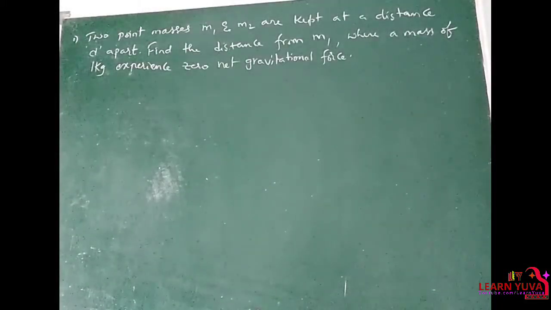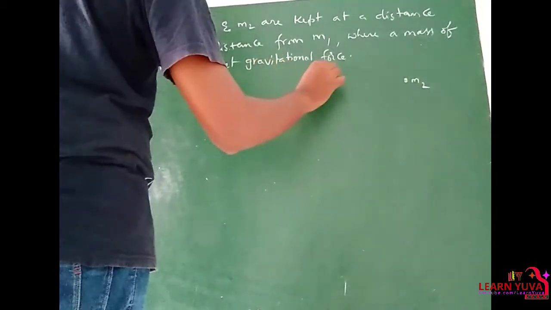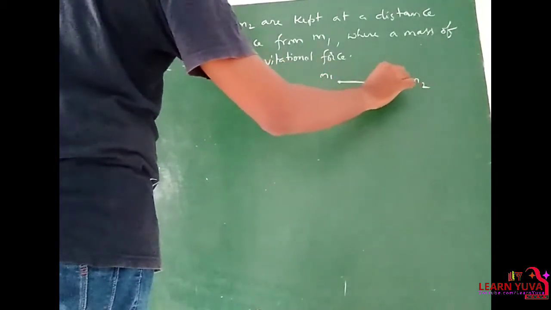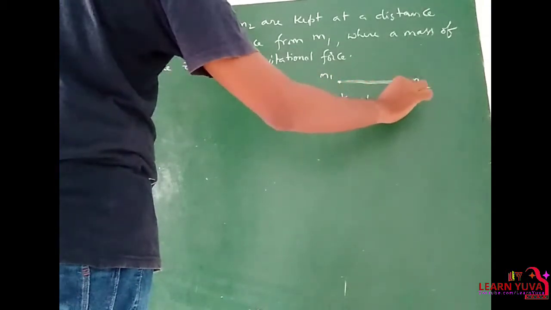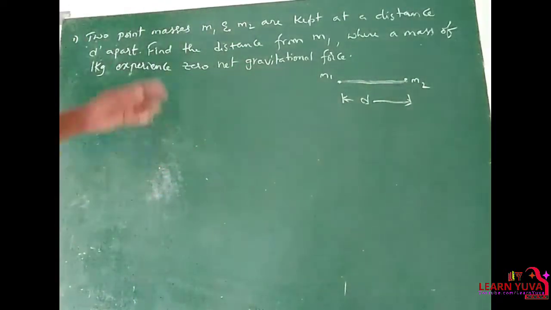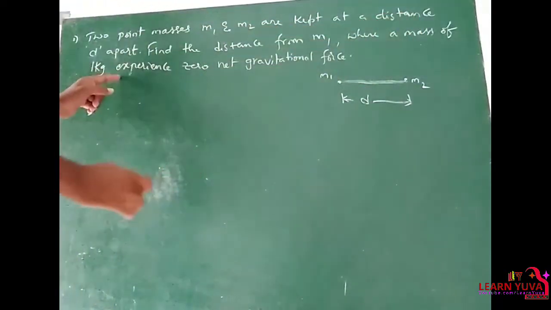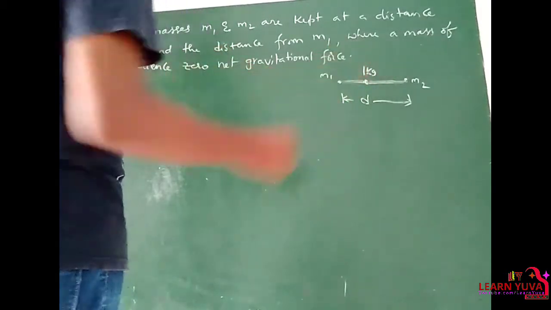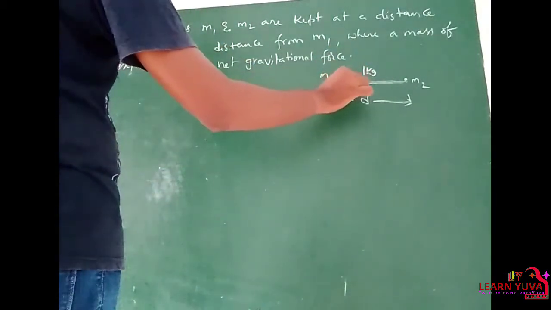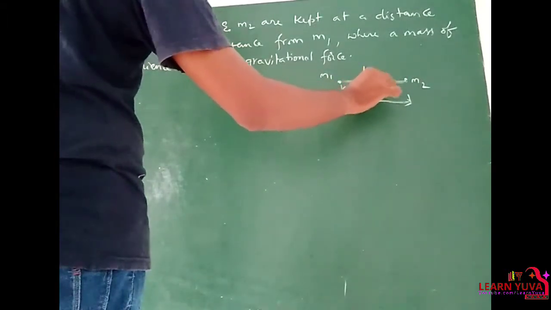The question is: two point masses M1 and M2 are kept at a distance of d. Find the distance from M1 where a mass of 1 kg experiences zero net force. So here is the mass of 1 kg. Let's say the distance between M1 and 1 kg is x, and from 1 kg to M2 is d minus x.